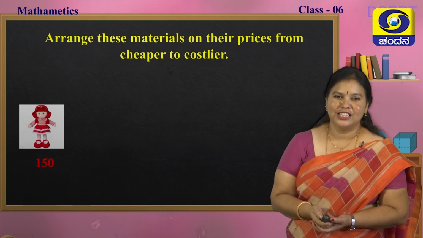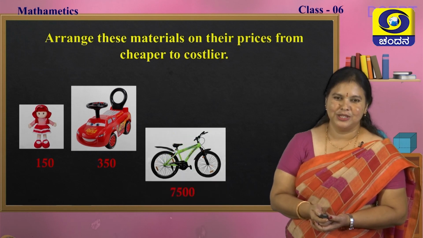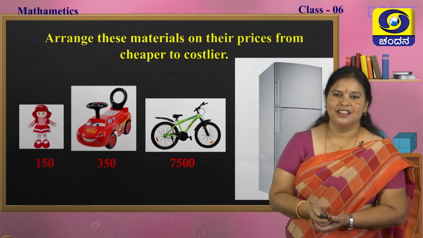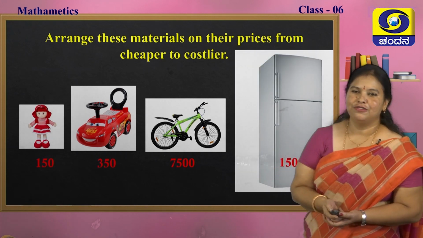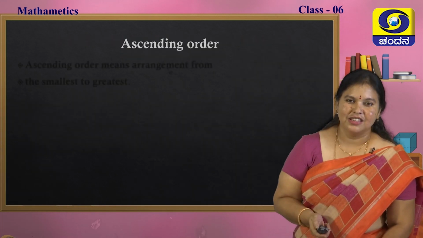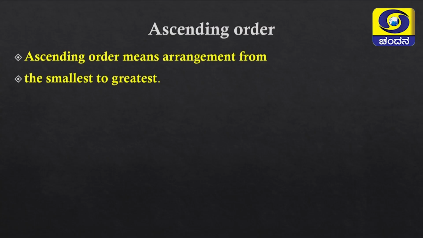Yes, we have arranged it. Doll in the first place because it is very cheap, it is 150 rupees. And next toy car for 350 rupees and a bicycle for 7,500 rupees and a fridge for 15,000 rupees. Yes, ascending order. Ascending order means arrangement from the smallest to greatest.